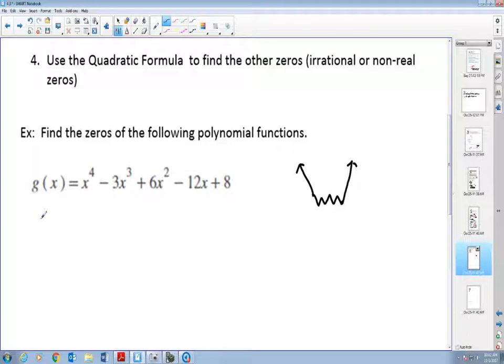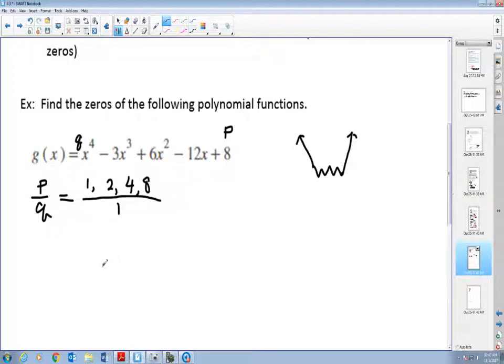Alright, so let's do our P over Q. The P are the factors of my constant term, and the Q is going to be the factors of my leading coefficient. What times what is 8? 1 times 8 and 2 times 4. The factors of Q will only be 1, so that will only be 1 times 1. So when we write out our P over Q, you can clearly see all my rational zeros are going to be integers.